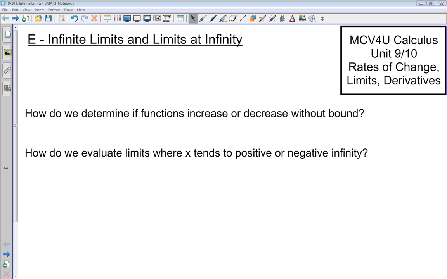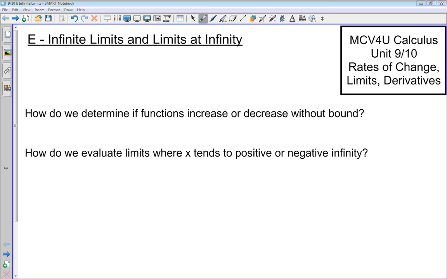Okay, in this lesson we're going to talk about infinite limits and limits that tend off to infinity. What we want to be able to do here is to determine if a function increases or decreases without bound. That just means that if we evaluate the limit as x goes to some number, it tends off to positive infinity or to negative infinity. We're going to take a look at what that means. And how do we evaluate limits where x itself is tending to positive infinity or negative infinity?